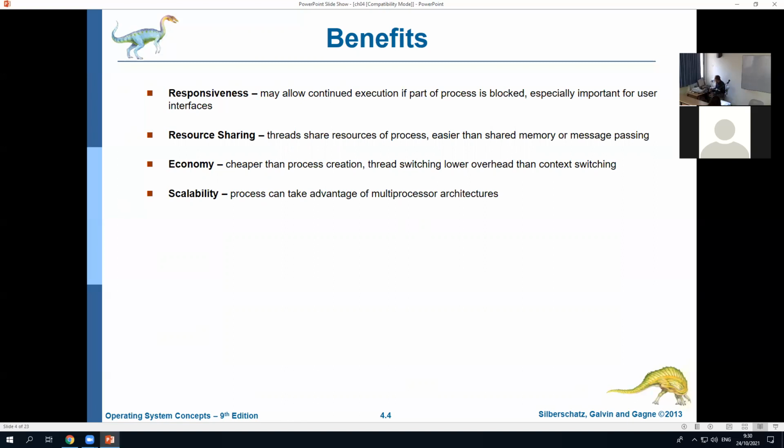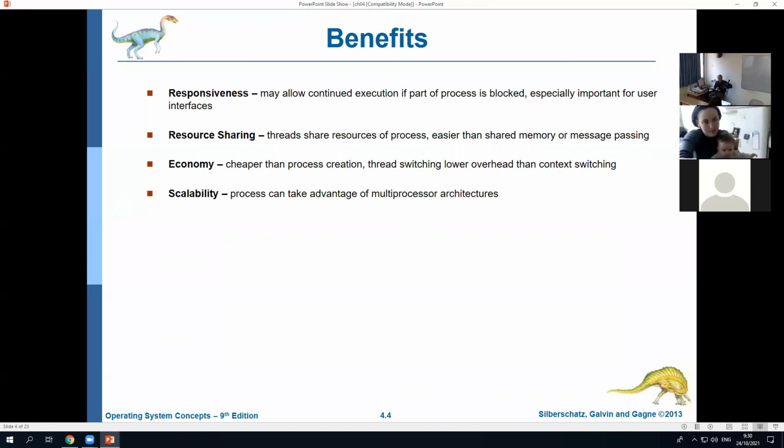We'll look at the first one. Responsiveness may allow continued execution if part of the process is blocked, especially important for user interfaces. If you have every little thing of the process being done by different threads, then if one gets stuck, everything won't be stuck. Whereas if you had only one thread, then the minute one thing got stuck on something, the whole program would be stuck.